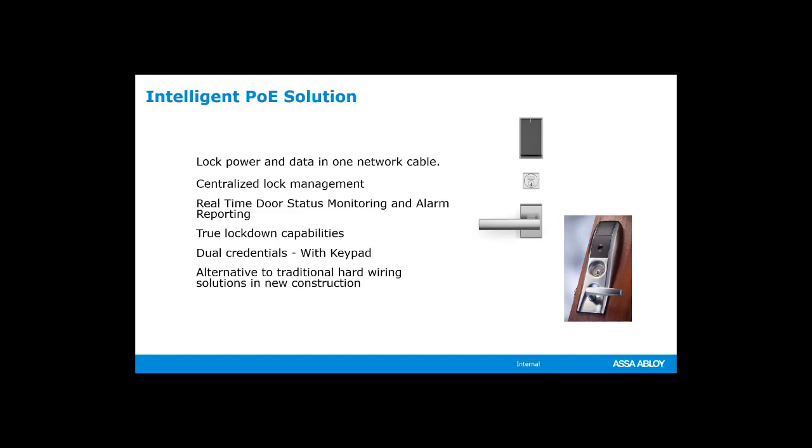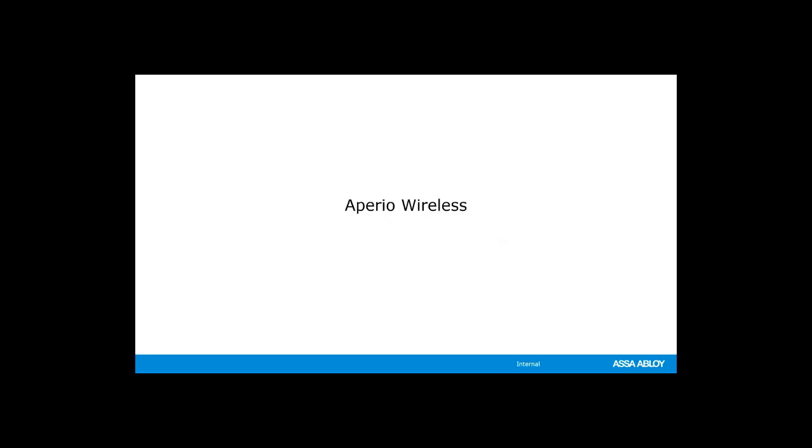True lockdown capabilities. Since everything is wired directly to the access control system, the access control system can do a full lockdown on all the locks and immediately lock everything. You can also use dual credential with these as long as they have a keypad, and it's a great alternative to traditional hard wiring with new construction.